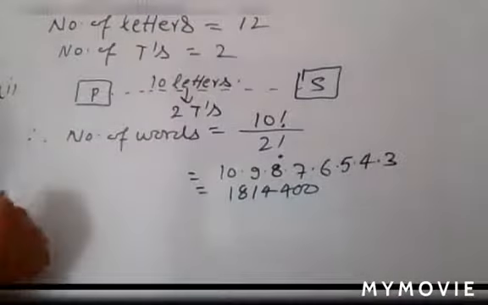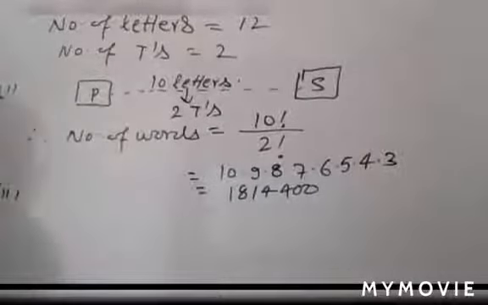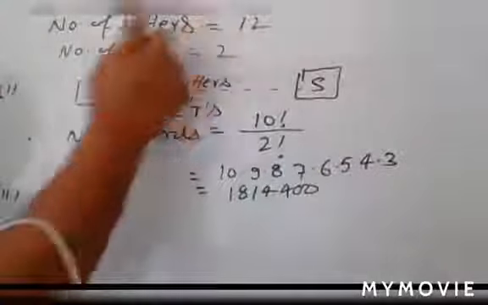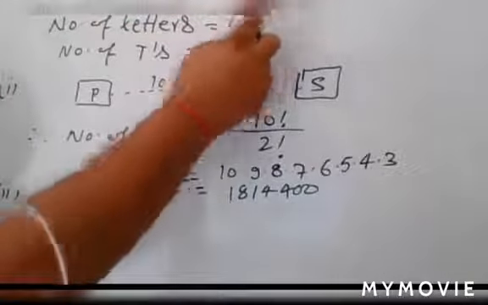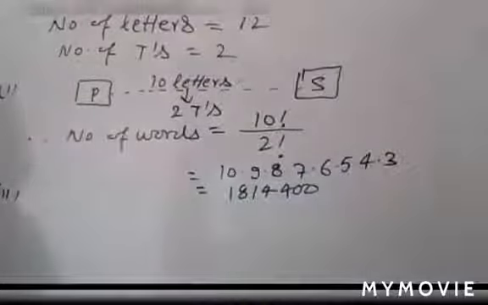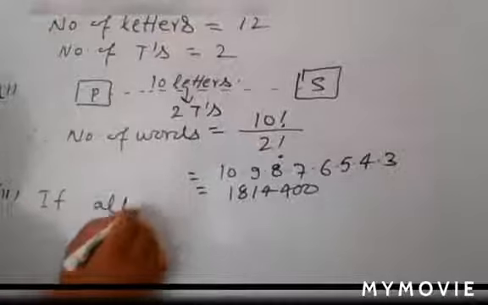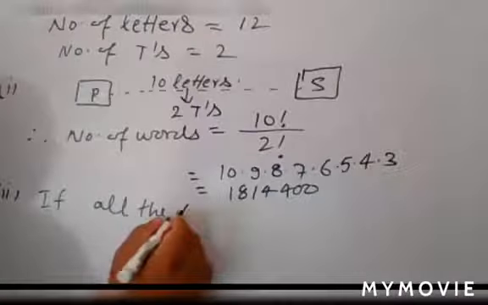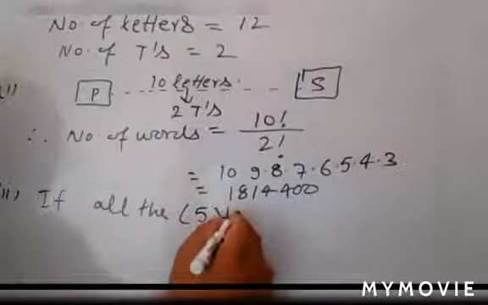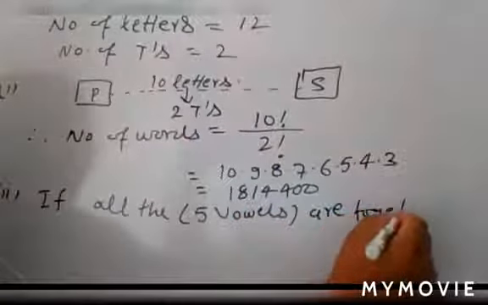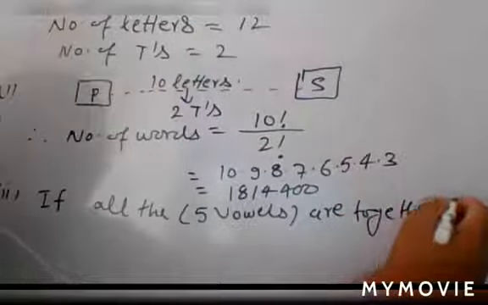Now come to the second part. In the second part, what is required? All the vowels are together. Now just see how many vowels it contains. A, E, I, O, U. All the 5 vowels are there. Understand? So you can write, if all the vowels, meaning 5 vowels, are together, all the 5 vowels are together.